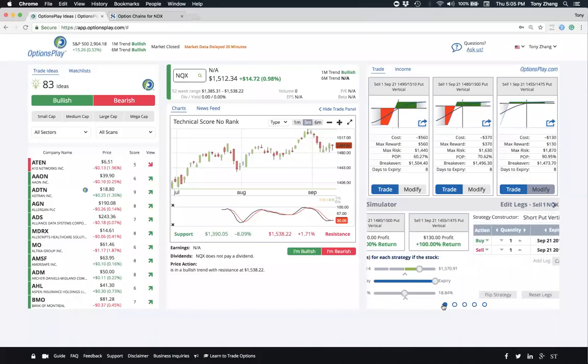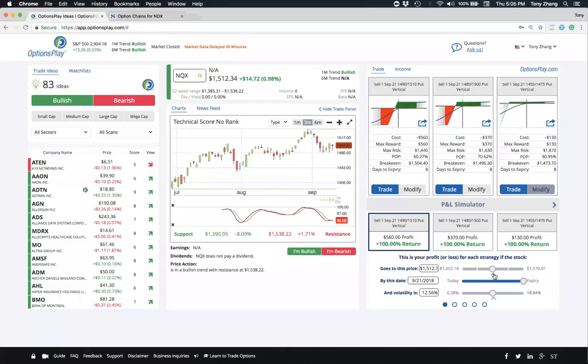So then I can go back to my P&L simulator. I can decide where I think the stock or the index will end up on expiration in 8 days. It's currently at 1512 right now. So what if I think it's going to go up to 1520? Same thing as you can see on this stochastic indicator, it's overbought, starting to turn around. So I'm a little bullish on this particular trade. And keep in mind, this is by no means a solicitation to trade this.